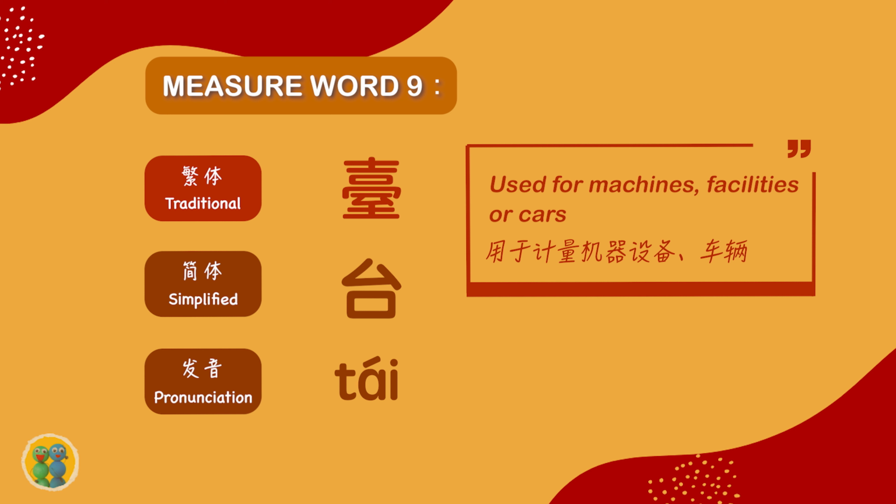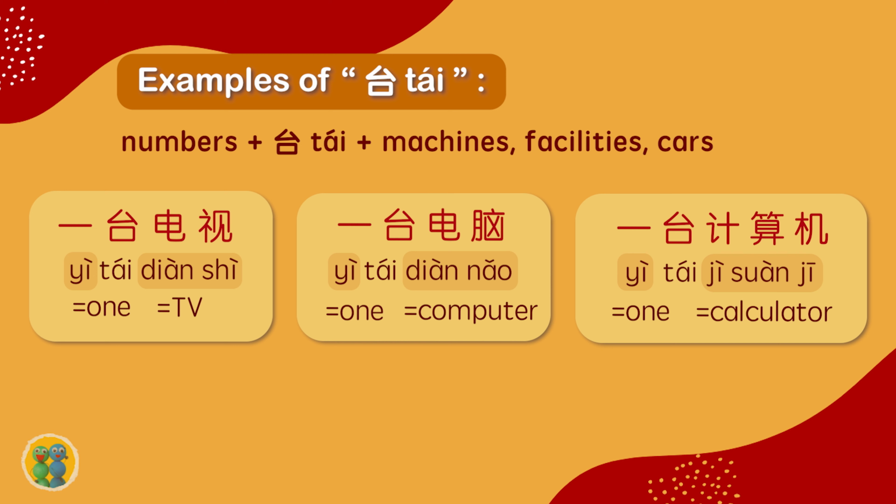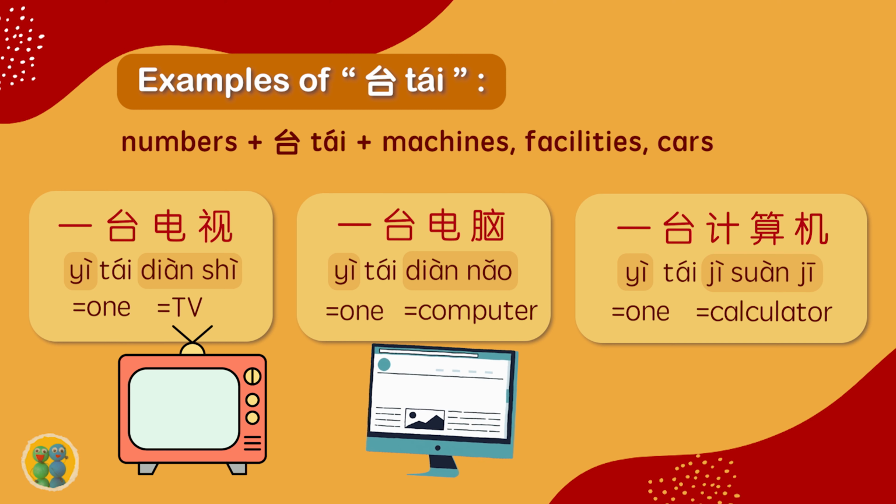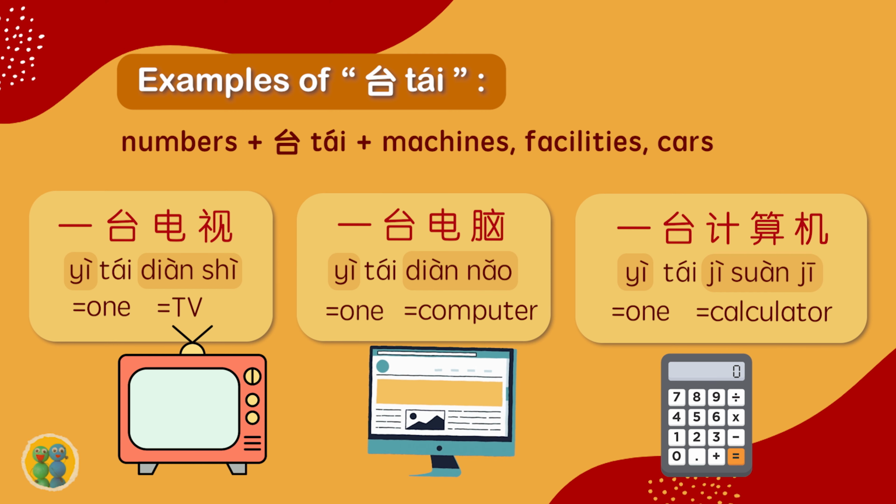The ninth measure word is 台. 台 is used for machines, facilities, or cars. Examples of 台. 一台电视. It means one. 电视 means TV. 一台电脑. It means one. 电脑 means computer. 一台计算机. It means one. 计算机 means calculator.